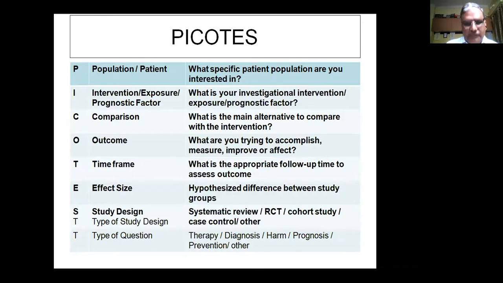And then S is for study design, whether it is a systematic review or RCT or cohort study or case control study or other type of study. And sometimes this study design is also given by T being type of study design. And the last one is type of question. Is it about therapy? Is it about diagnosis, harm, prognosis, prevention, and other? So you should be familiar with PICOT and now the extensions of these PICOTs.